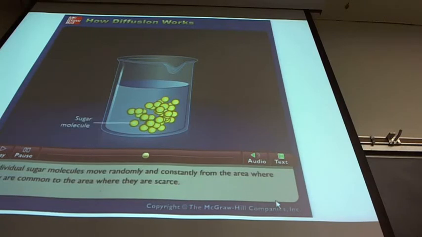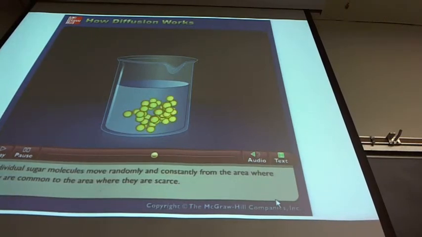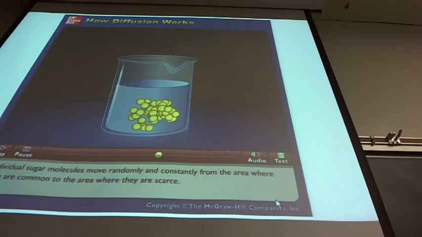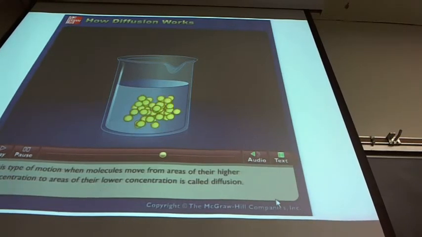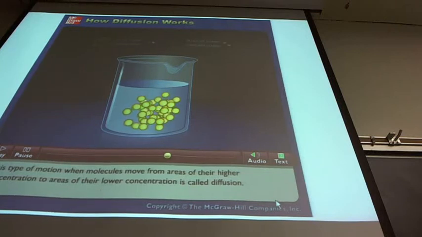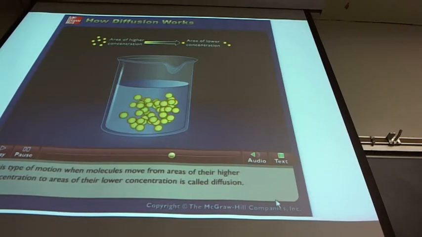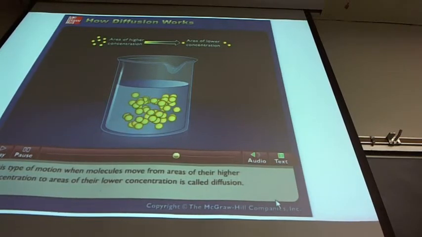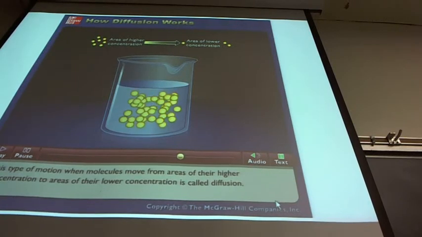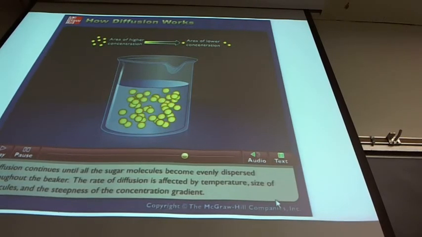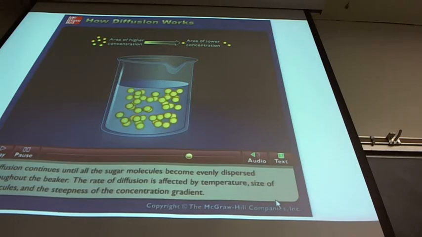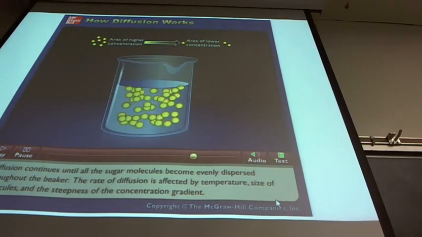Individual sugar molecules move randomly and constantly from the area where they are common to the area where they are scarce. This type of motion, when molecules move from areas of their higher concentration to areas of their lower concentration, is called diffusion. Diffusion continues until all the sugar molecules become evenly dispersed throughout the beaker.